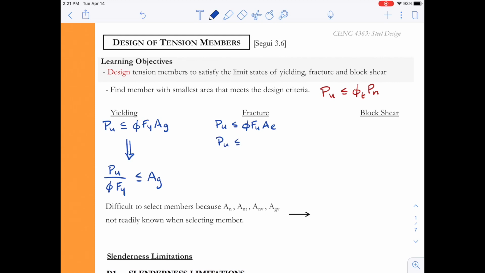We'll do the same with fracture, so P sub U is less than or equal to phi times F sub U times the effective area. And I'm going to rewrite the effective area there as the shear lag factor U times the net area. Again, we can solve for the area that's needed. So rewriting this, we'll get that P sub U divided by phi times F sub U times our shear lag U has to be less than or equal to our net section area.